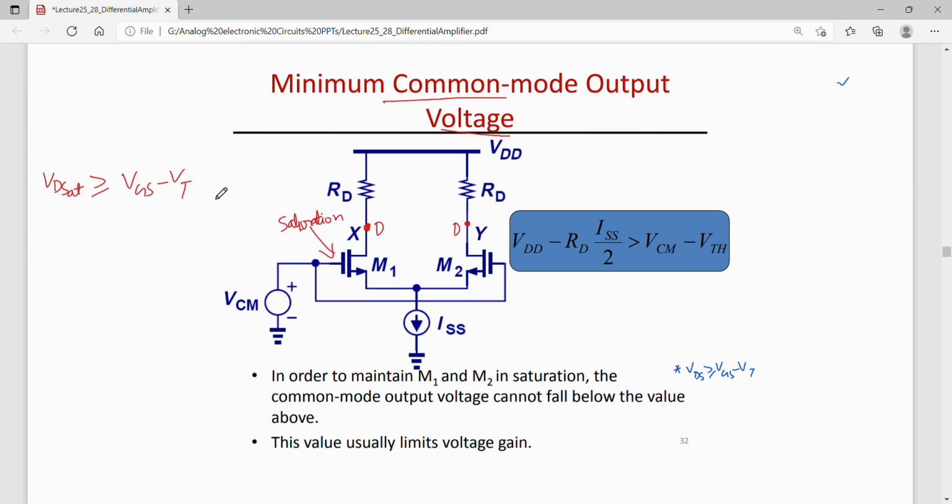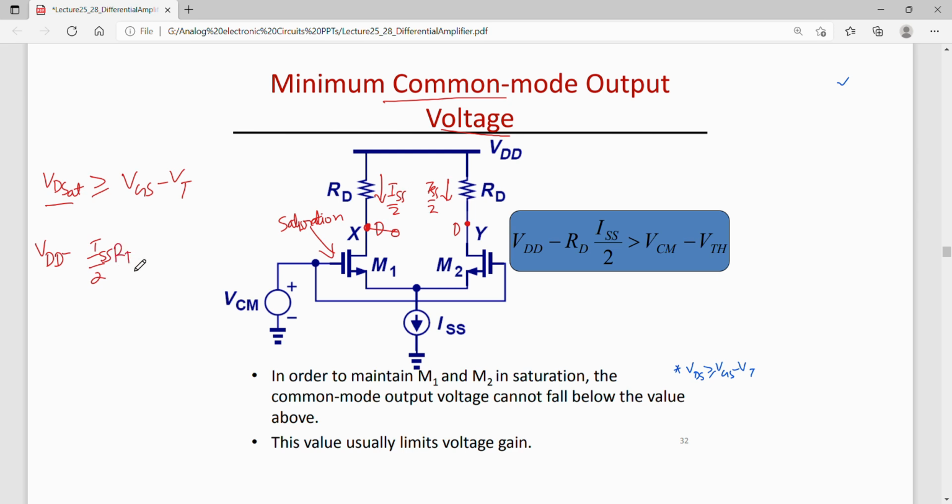Okay. And this VDS, that is this drain voltage here, so that can be found by assuming that ISS by 2 flows through each transistor. So I can write this Vx as VDD minus ID RD, or VD of this is VDD minus ID RD. Okay, so I can replace this VD or VDS by VDD minus ISS by 2 times RD.